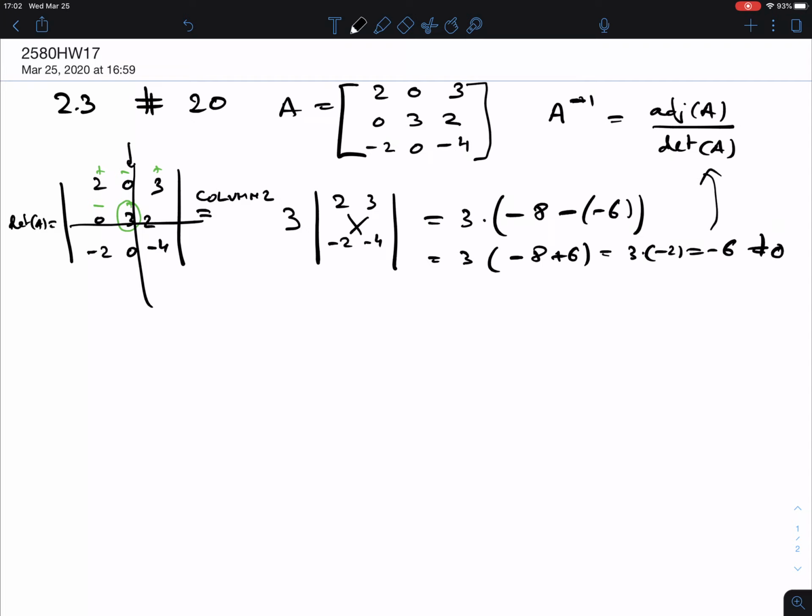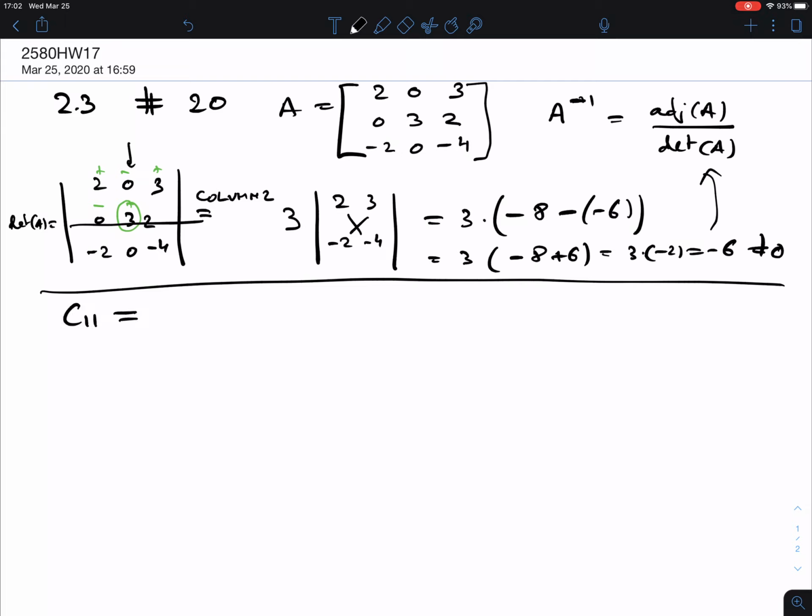We have to now just calculate the adjoint. It's a bit of work because we have to calculate 9 determinants, right? We have to calculate all the cofactors. Okay, let's start doing that. They're all 2 by 2 matrices, so not too much work. Let's just start with C11. We're talking about this element, so I scratch out these two and I just have to find the determinant of what's left.